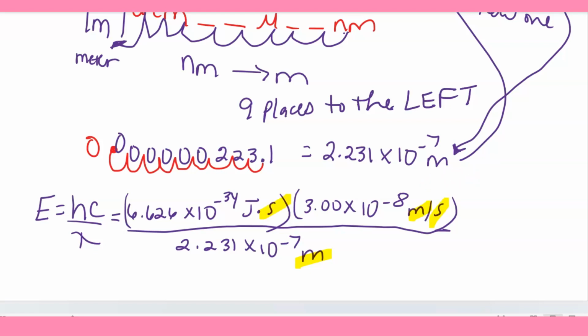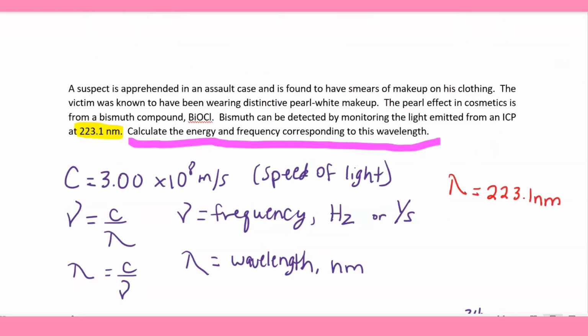And you just multiply the two numbers on the very top, and then divide that by what's on the very bottom to get your energy amount. So your energy is going to be left with joules. So in this case, after we've multiplied everything on the top and divided the number on the very bottom, we get 8.91 times 10 to the negative 19 joules.